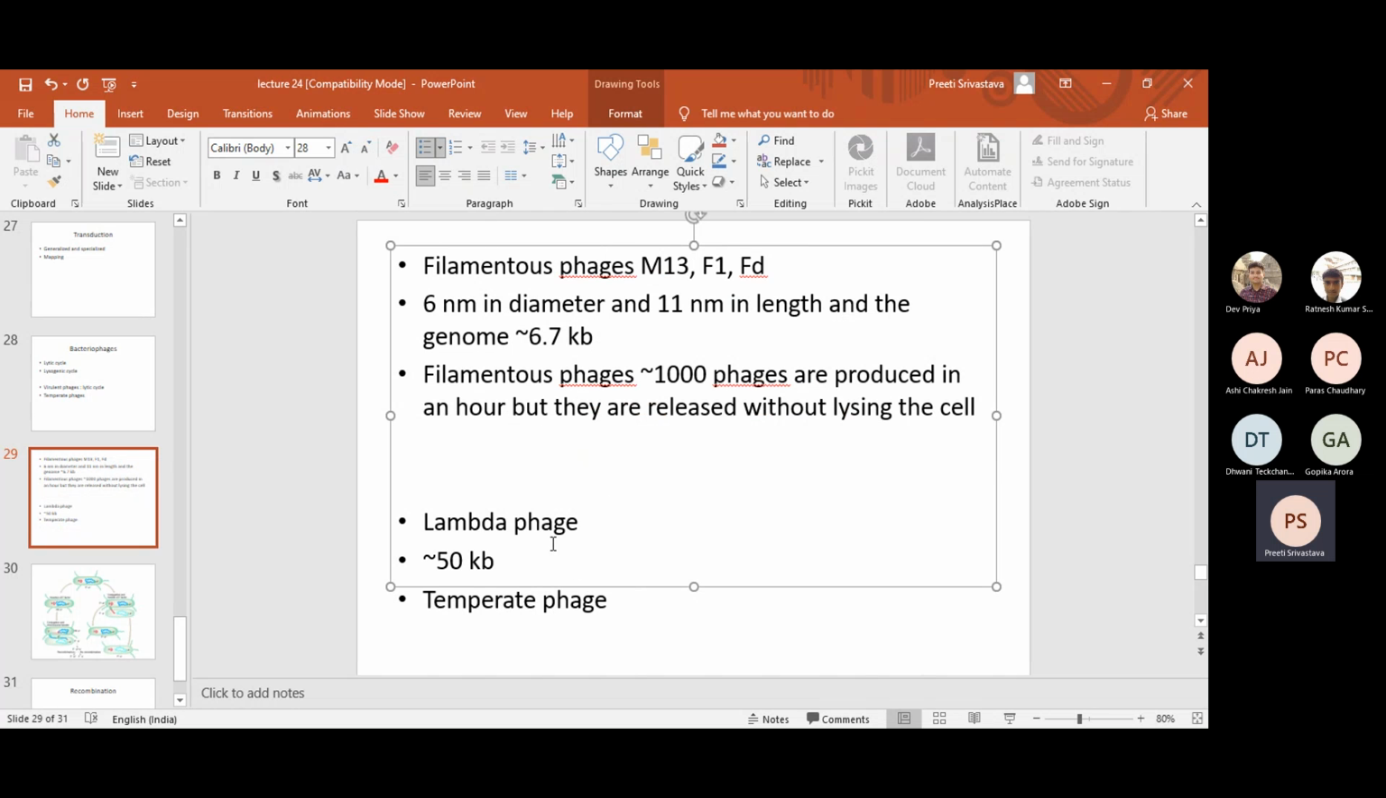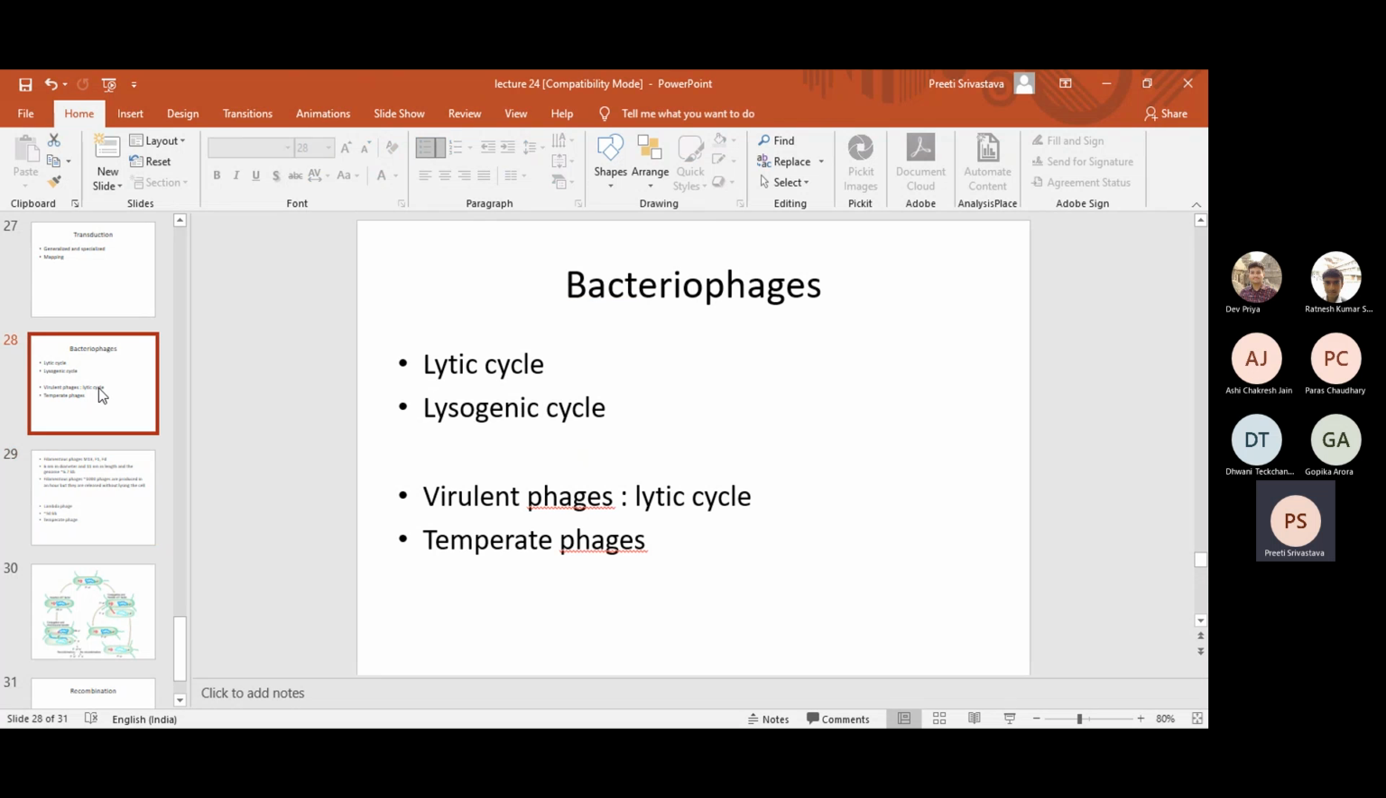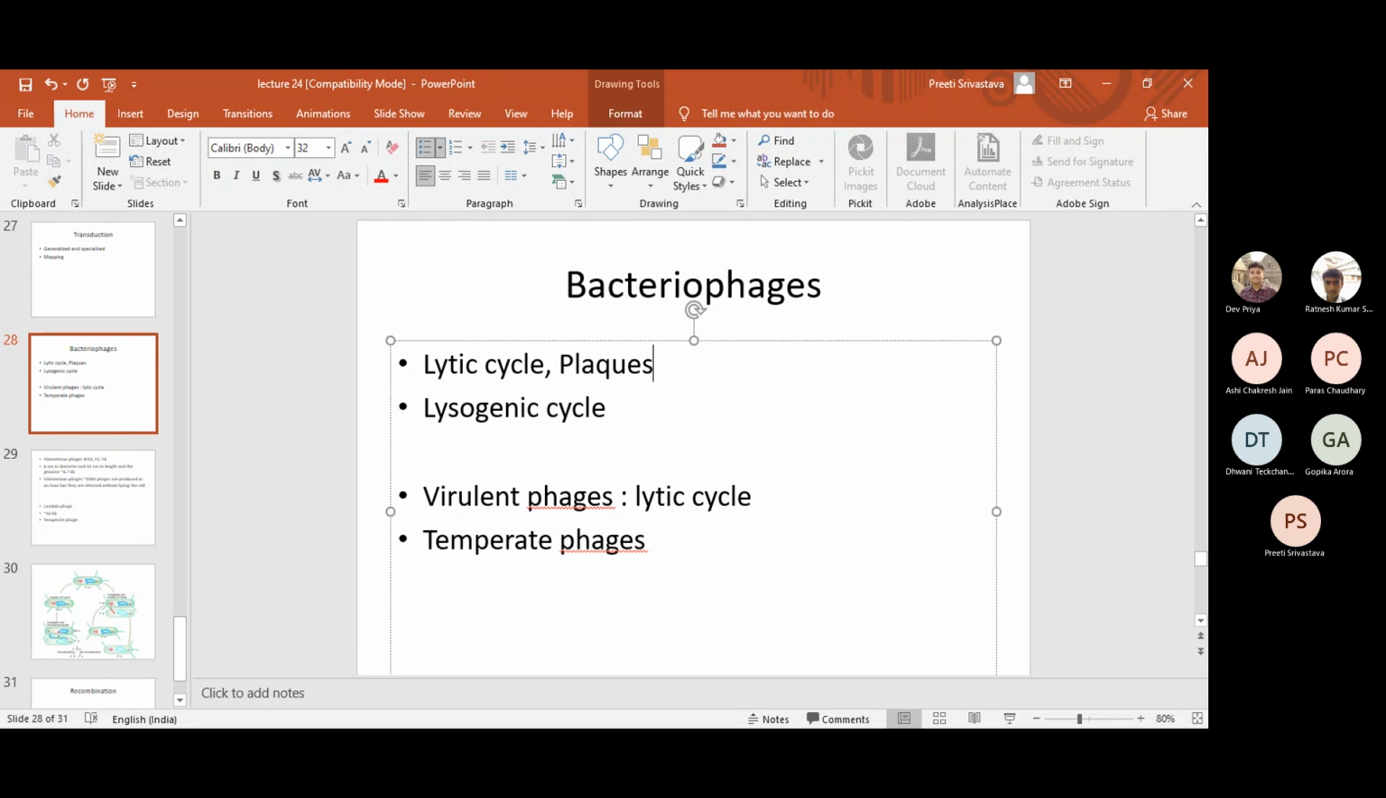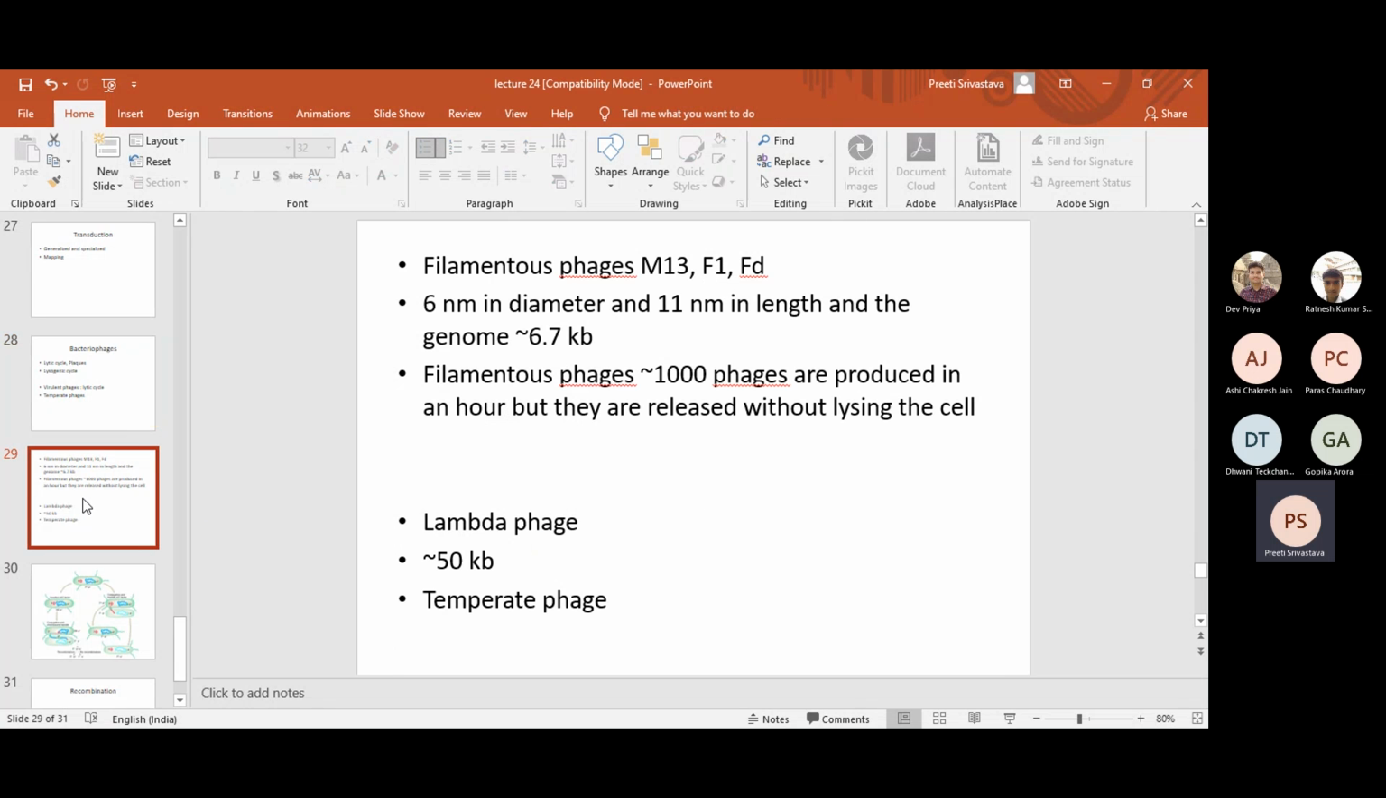On the other hand, when we talk about lambda phage, when it shows a lytic cycle, you will see what are called plaques, clearance zones, and it is these plaques which contain phages. And in the lysogenic cycle, it is integrated in the chromosome.